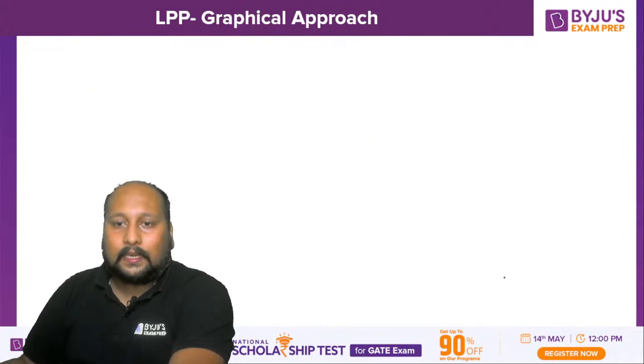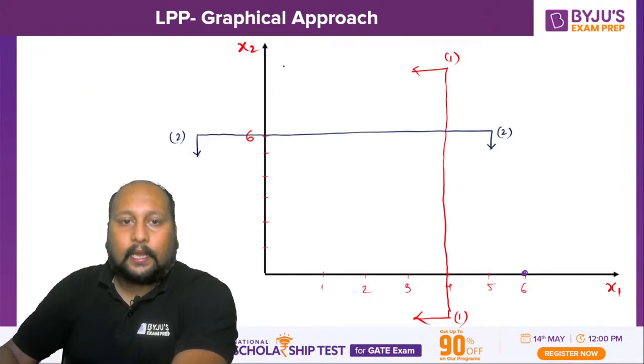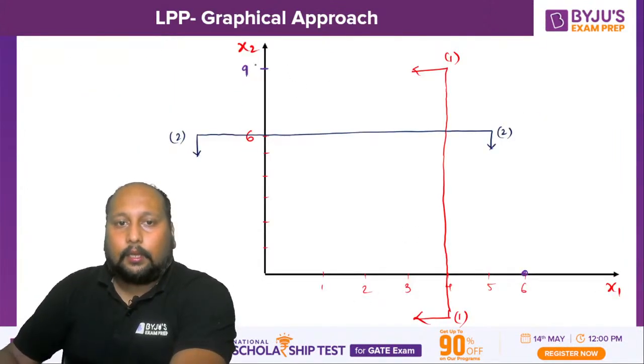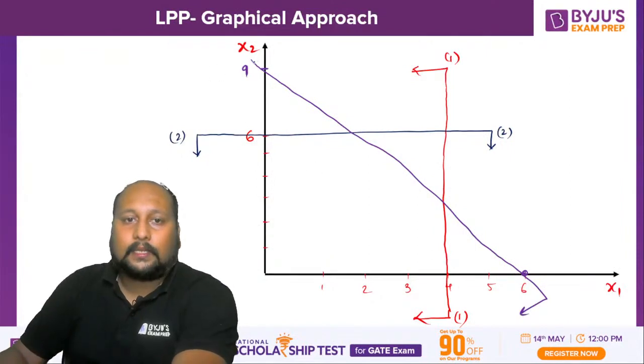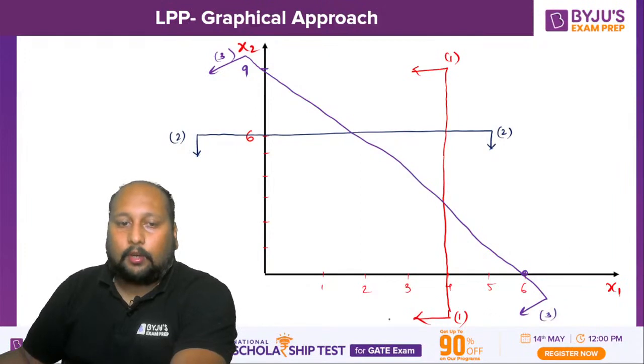So this is 6 and the 9 will be somewhere around here. Let's say this is 9. If we try to plot, we will be having a region something like this. This is your constraint number 3. Yes or no? Please do let me know in the comment section right now.